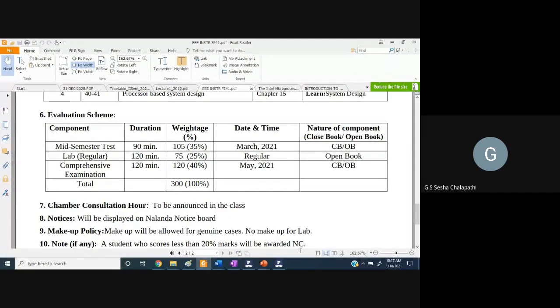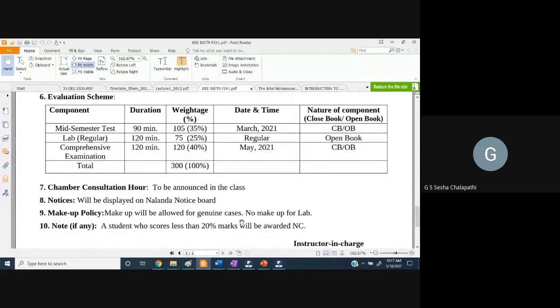The makeup will be granted only in very genuine cases. There's no makeup for the lab, as I told you. So don't think that you have a buffer for the lab. You are expected to be there in all the labs. There is no buffer for the lab; that is what you can assume. If a student scores less than 20% of the marks in the course, he will be awarded an NC. The notices will be displayed on Nalanda or sent through email. We'll use Nalanda as the default notice board option.